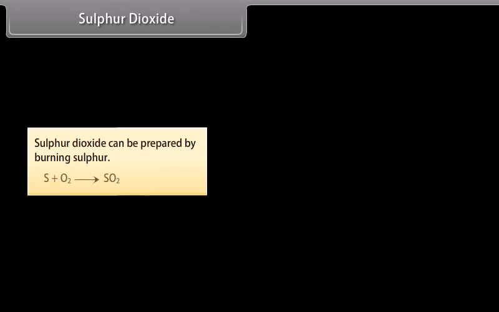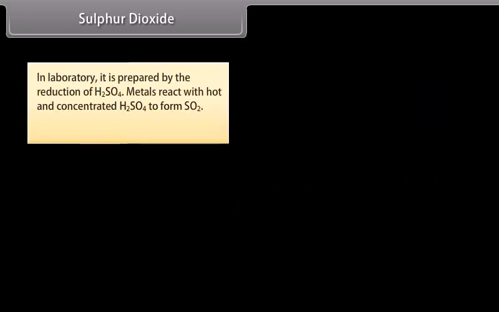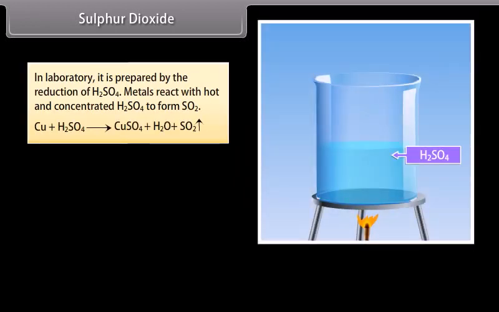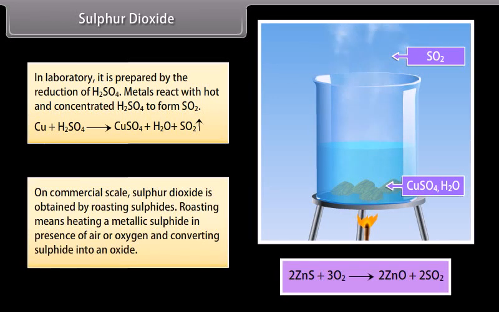Sulphur dioxide. Sulphur dioxide can be prepared by burning sulphur. In laboratory, it is prepared by the reduction of H2SO4. Metals react with hot and concentrated H2SO4 to form SO2. On commercial scale, sulfur dioxide is obtained by roasting sulfides. Roasting means heating a metallic sulfide in presence of air or oxygen and converting sulfide into an oxide.